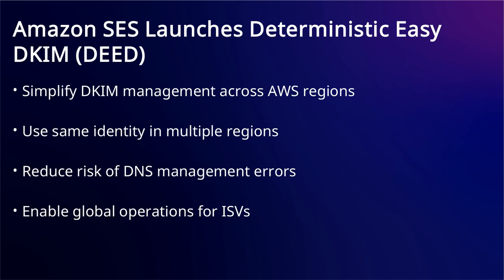Amazon SES introduces deterministic Easy DKIM (DEED) to address challenges in managing DKIM across multiple AWS regions. DEED simplifies DKIM management by allowing you to use the same identity across all commercial AWS regions without DNS changes. You can now reduce the risk of manual DNS management errors and simplify operations for multinational businesses. ISVs can operate seamlessly across regions without requiring domain owners to modify DNS settings.